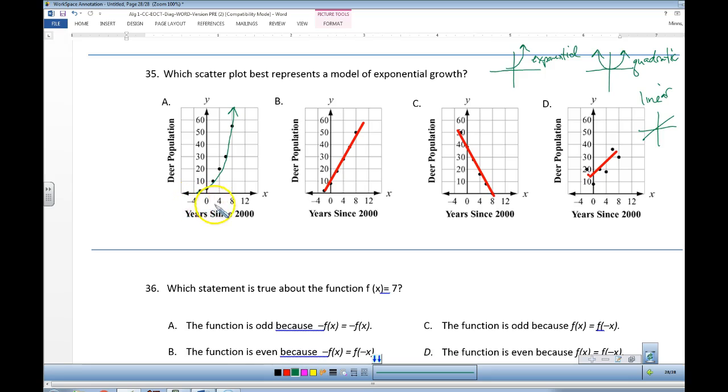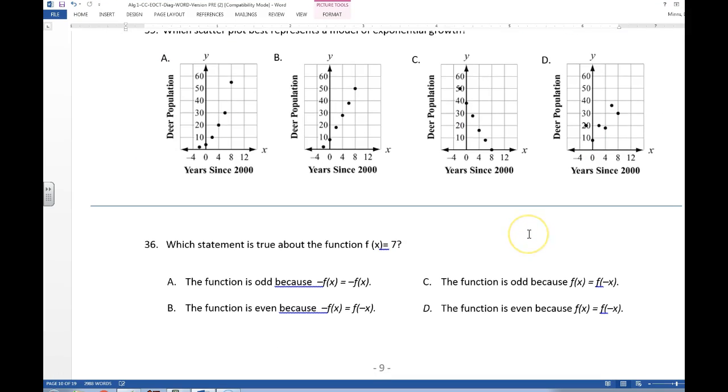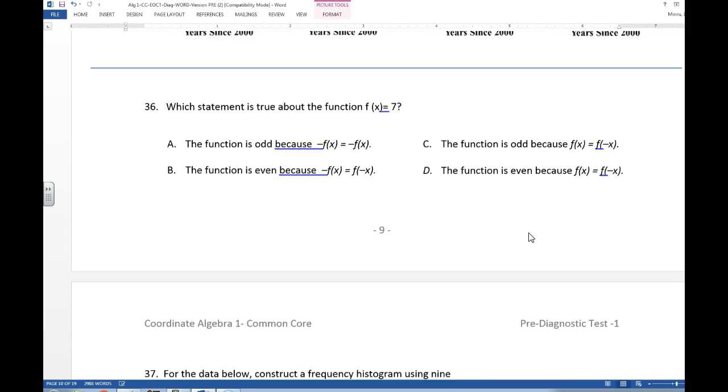So in the years since 2000, the deer population has gone up exponentially. A deer has 4 babies, their baby has 4 babies, their baby has 4 babies, and all of a sudden we have a lot of deer. Alright, I'm going to skip over number 36, because I don't think number 36 is that important with these functions.